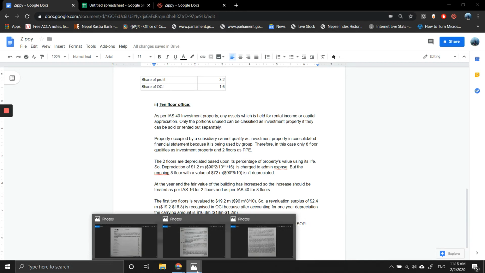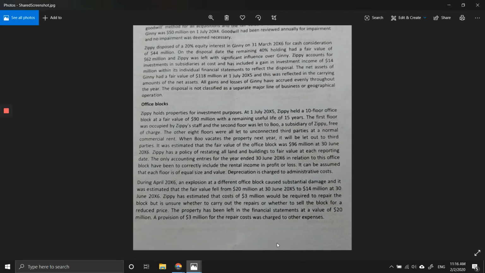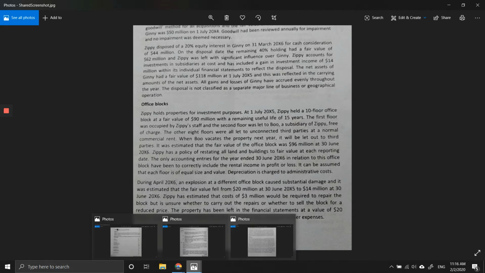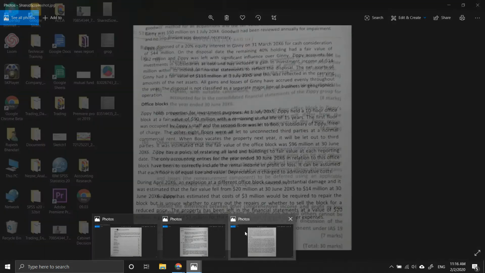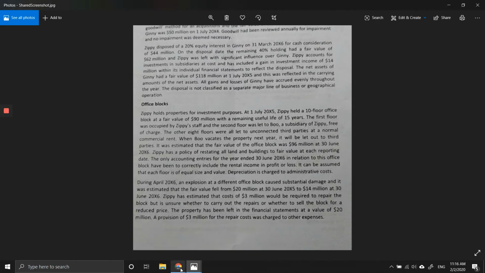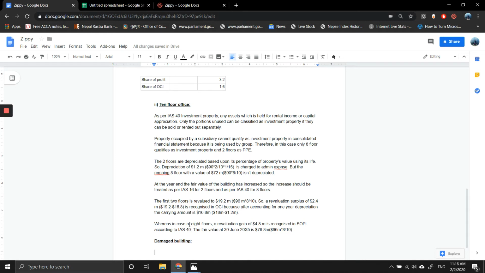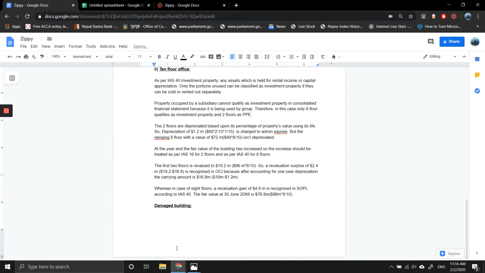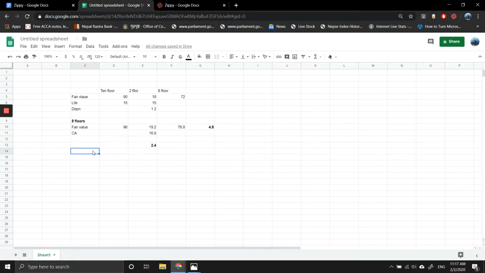So what has happened is, let's check the values. First of all, the explosion during April. Okay, our reporting date is 30 June 20X6, right? 20X6, yep. So it's not X5, it's 20X6. So the damaged building.